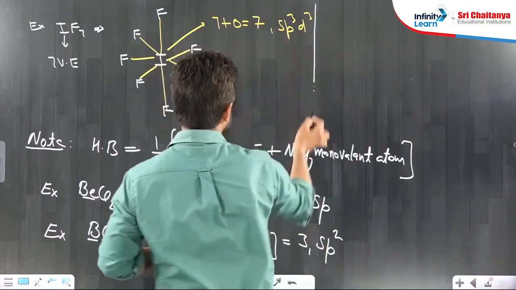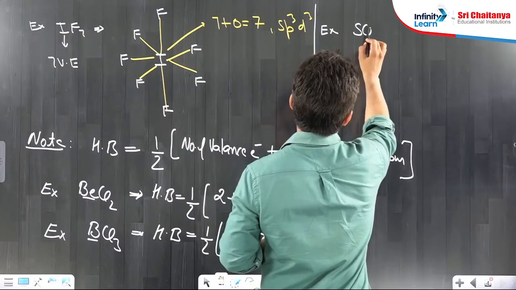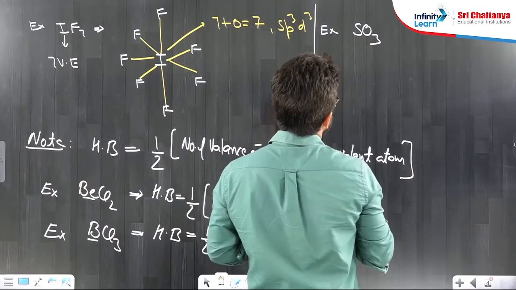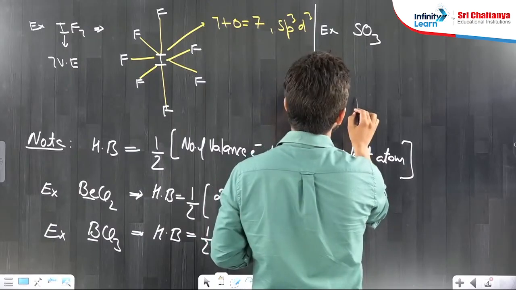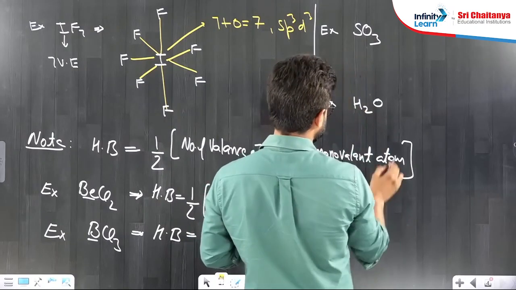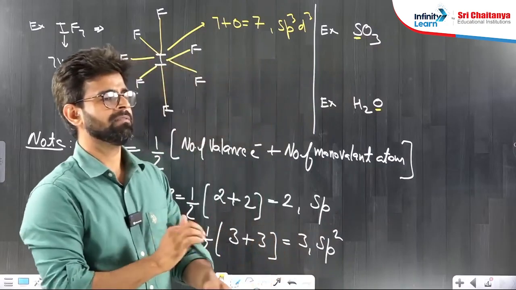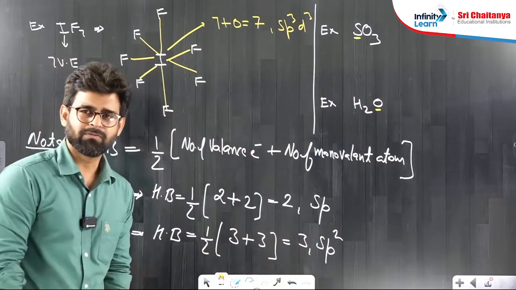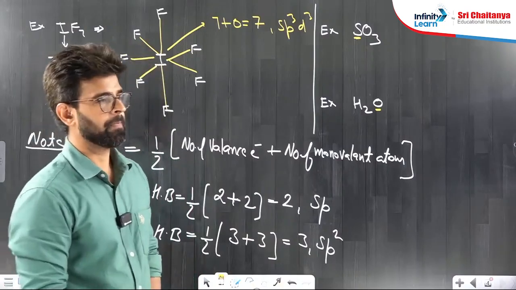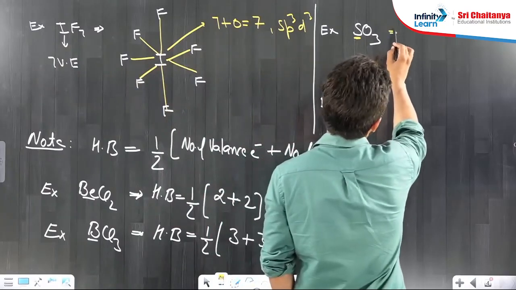Next example, one more. Imagine I am having SO3. By this method, try for SO3, and you can go for H2O also. In SO3 we are finding for sulfur, and in H2O you are finding for oxygen, the central atom. Find the hybridization for sulfur in SO3 and the hybridization of oxygen in water. Answer me fast.